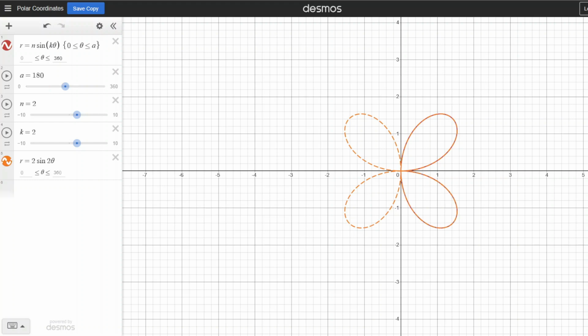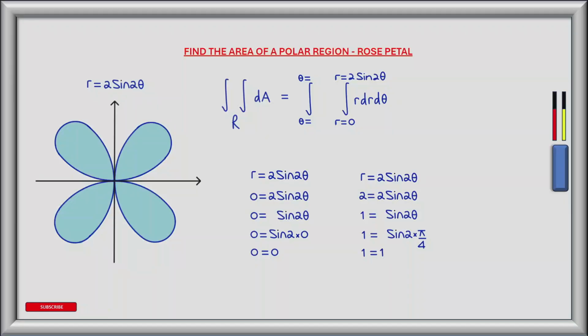As I increase theta to 180 degrees or pi radians, I've now plotted 2 petals. Continuing, we see that all 4 petals have been plotted when theta equals 360 degrees or 2 pi radians. So, to manually determine the integration limits of theta, we can use the equation of the polar curve where r is equal to 2 sine 2 theta.